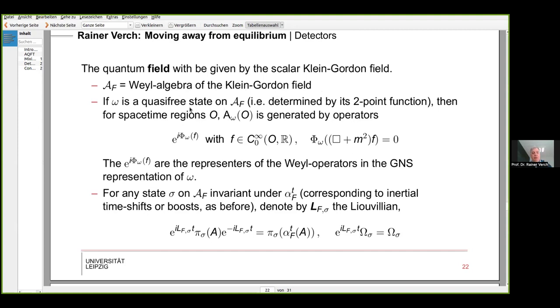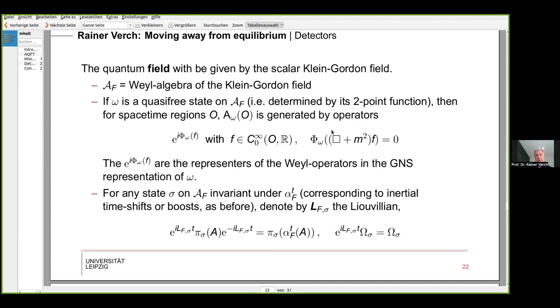I can here resort to the situation where we consider a quasi-free state, because the states that we consider are actually quasi-free states on the Weyl algebra, which are determined by their two-point functions. And then for spacetime regions O, the induced von Neumann algebras are generated by Weyl operators, exponentiated field operators in this GNS representation, which are denoted by phi omega f. F is a test function in spacetime, and for the case that these operators generate the induced von Neumann algebra for a spacetime region O, these are real test functions which have their support in it.